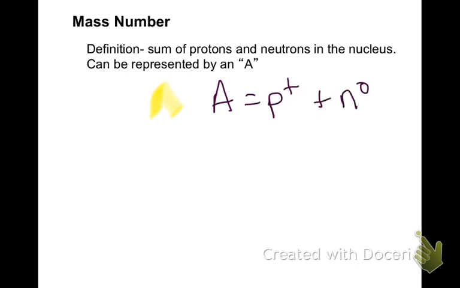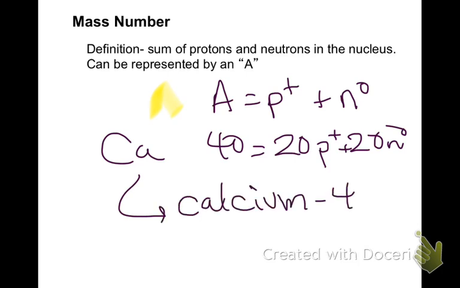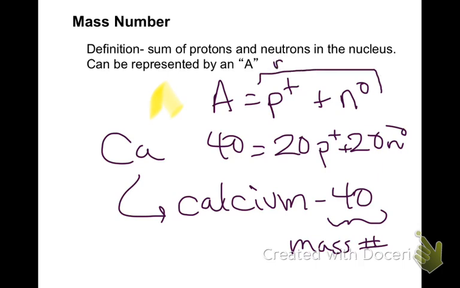So therefore, if you had calcium again with our 20 protons, if you had 20 neutrons, your mass number would be 40. So that isotope would be known as calcium-40. So that right there is your mass number. So that's the total number of nucleons. Remember, protons and neutrons are known as nucleons because they live in the nucleus. That mass number would be 40.